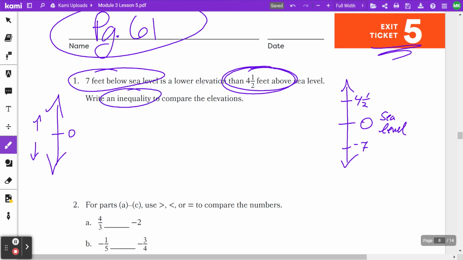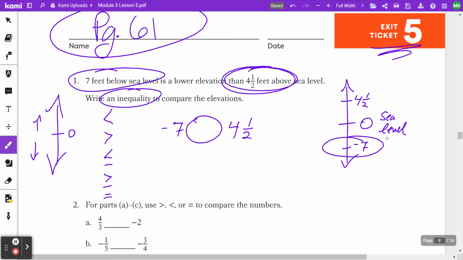They're looking for an inequality. Now, the inequality is all about greater than, less than, greater than or equal to, less than or equal to, or just plain old equal to. Those are your choices. So when they want an inequality, what I'm going to do is simply put both values, and I like to use a circle in between the two, and we have our 4.5. And since the -7 is lower than the 4.5, it has less value. So we put that symbol there. So there's my inequality.